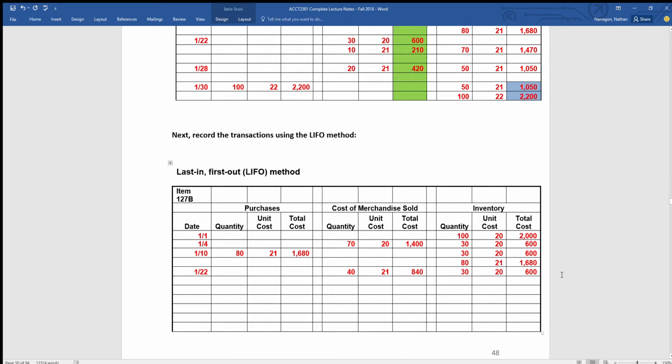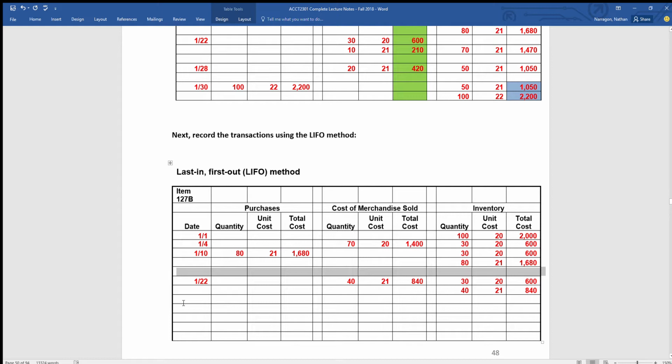Notice that when we fill in, we still have the 30 at 20, 600. That didn't get touched, only the 80. So 80 minus 40 gives us 40 at 21. Now again, this is the concept that you've got to get. It's always going to be the last one with LIFO, so I'm only going to look at that one. Again, if it helps, insert a column above just to separate the two, to remember that they're different transactions. We have to keep inventory separate.